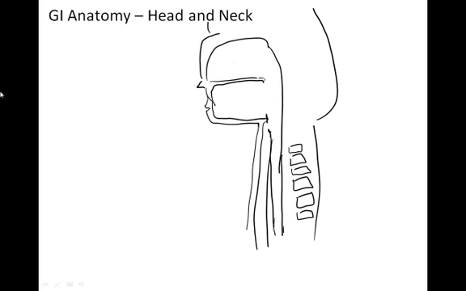Hi, in this lesson I'd like to give a brief overview of GI anatomy, gastrointestinal anatomy, in particular the structures comprising the head and the neck region. First is the pharynx. The pharynx is the beginning part of the tube that allows food to enter. This is the connection between the esophagus and the oral and nasal cavities.